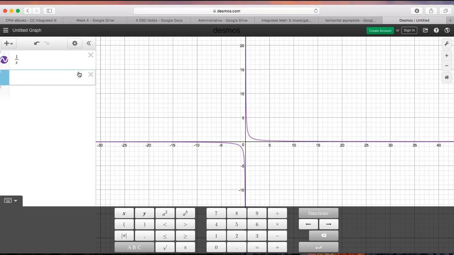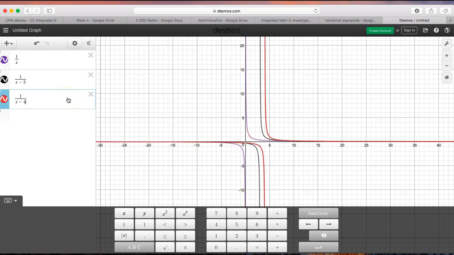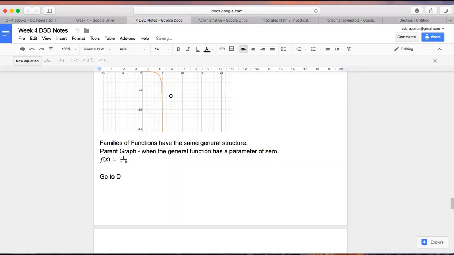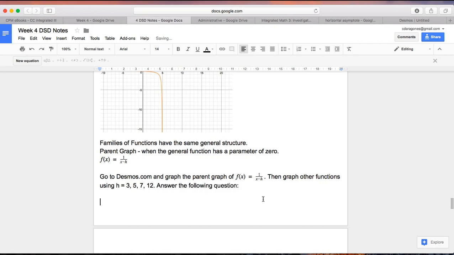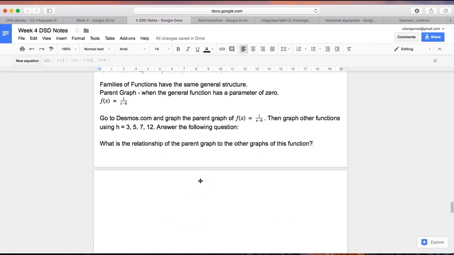I want you to go ahead and answer this one question, and you can try this on your own. Go to Desmos and graph the parent graph of f of x equals 1 over x minus h. Then graph other functions using h equals 3, 5, 7, 12, and then answer the following question. What is the relationship of the parent graph to the other graphs of this function? So first you're going to graph the parent graph, 1 over x.